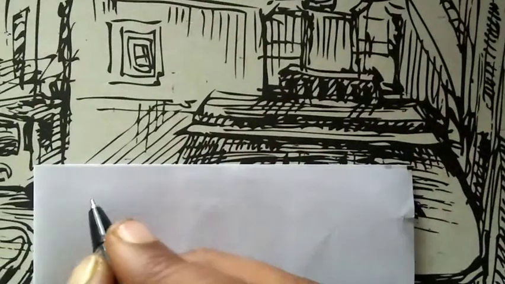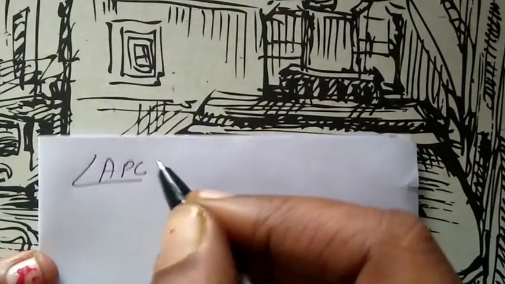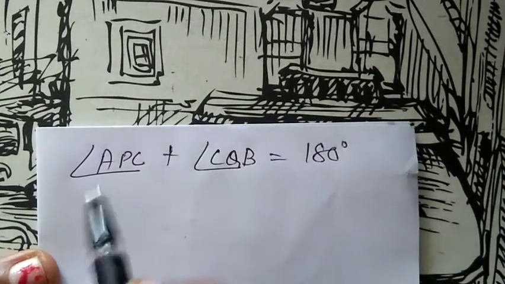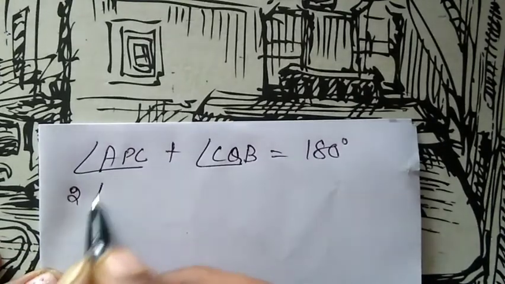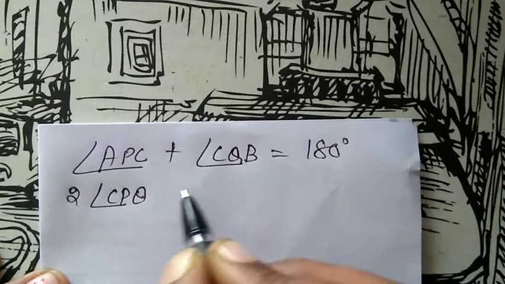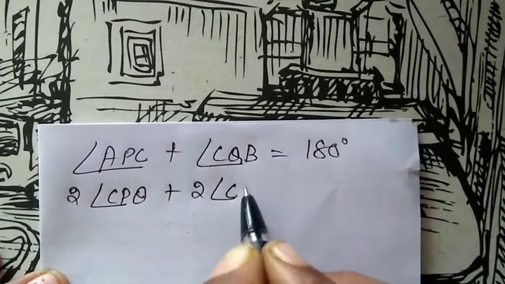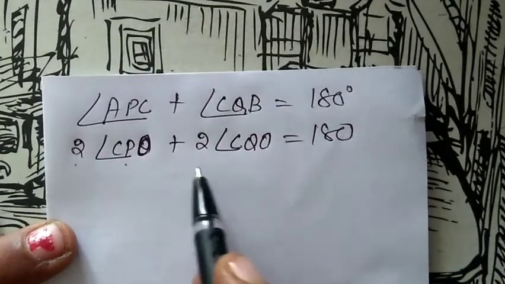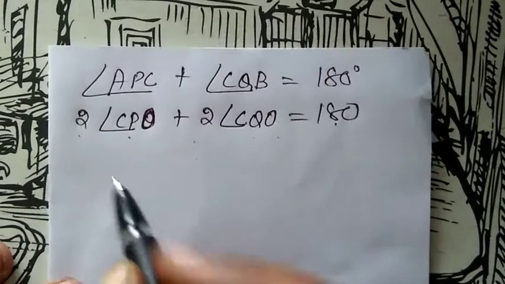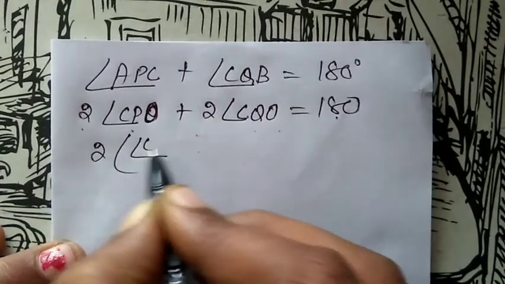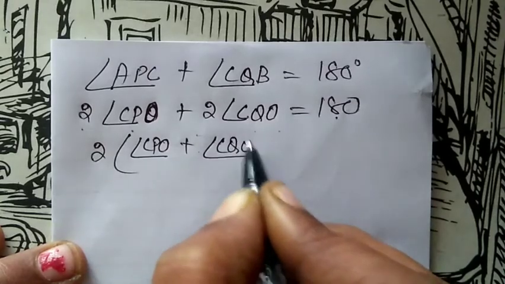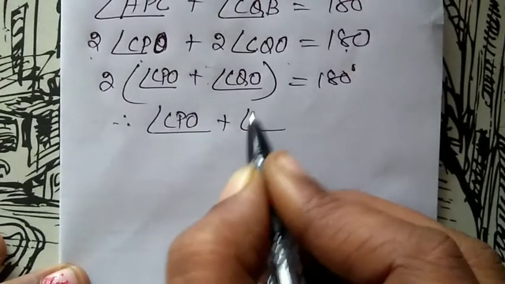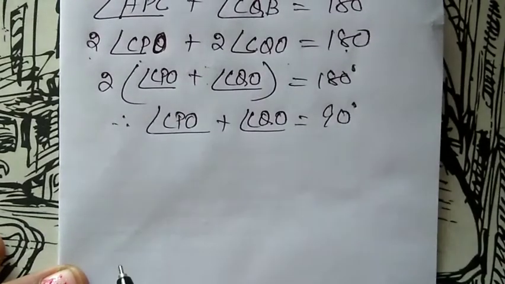So we write now angle APC plus angle CQB equal to 180. But angle APC what we got now? 2 times angle CPO plus 2 times angle CQO equal to 180. So 2 is common. We can take it out. Angle CPO plus angle CQO equal to 180 divided by 2, therefore, angle CPO plus angle CQO equal to 90 degree.